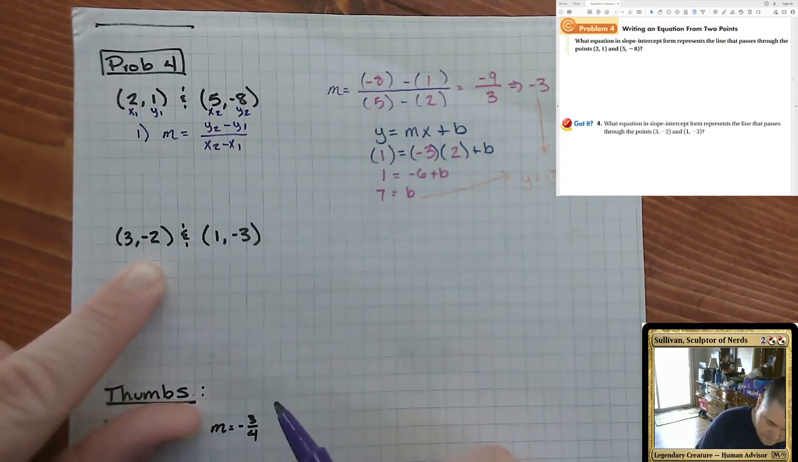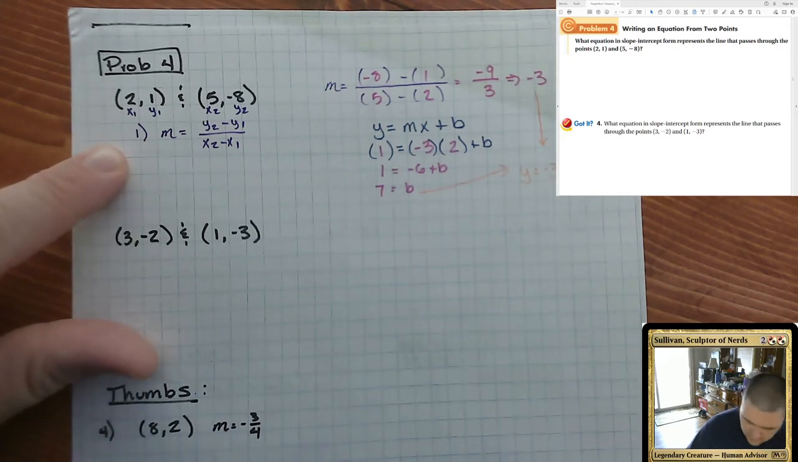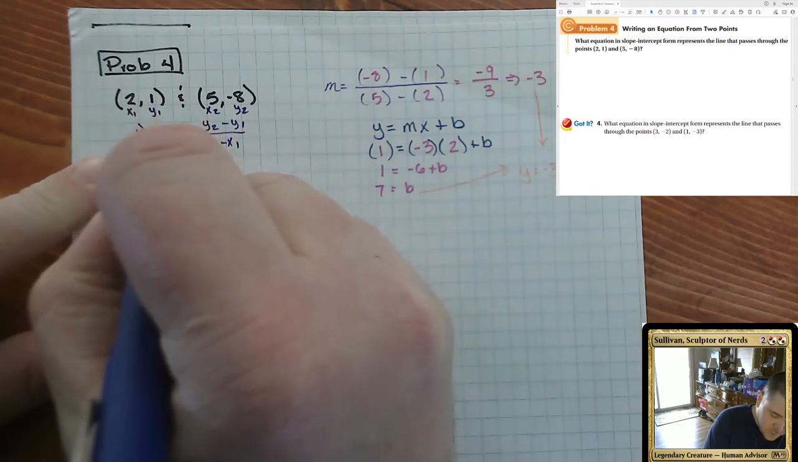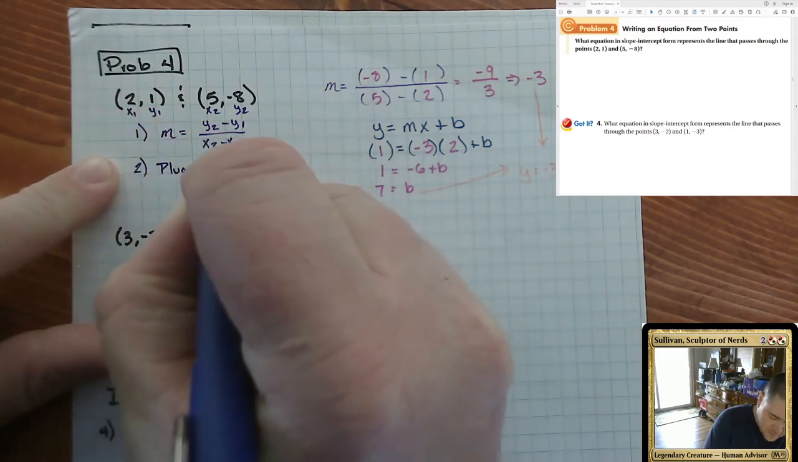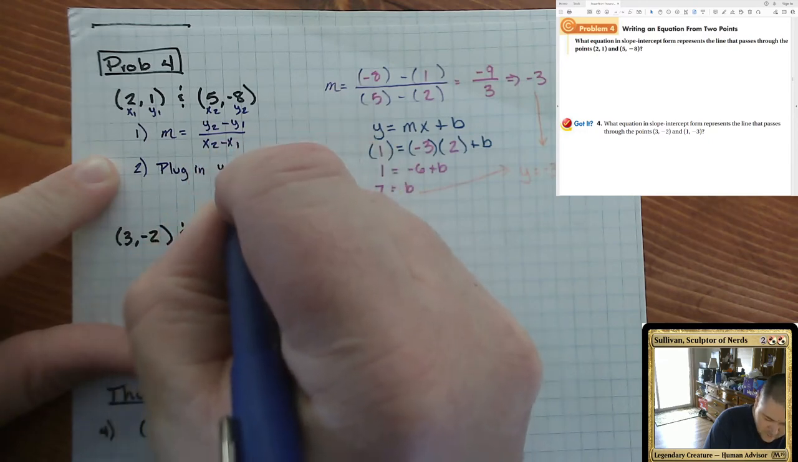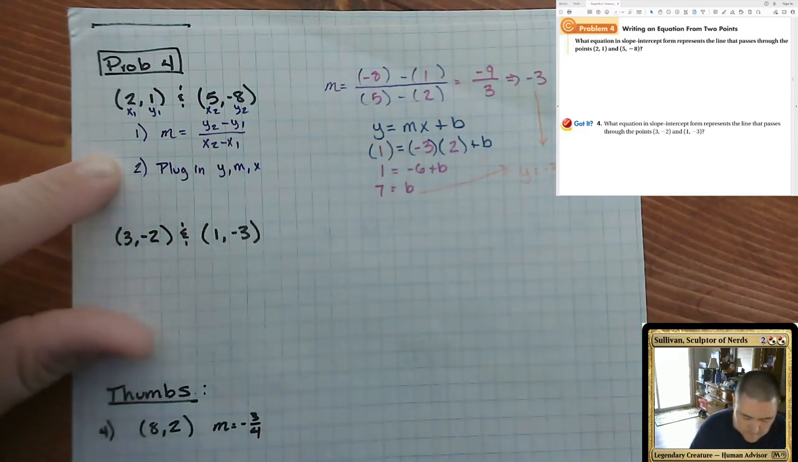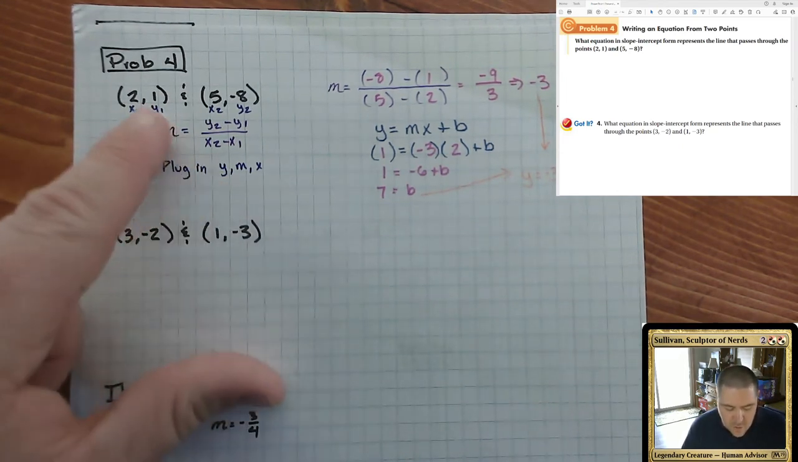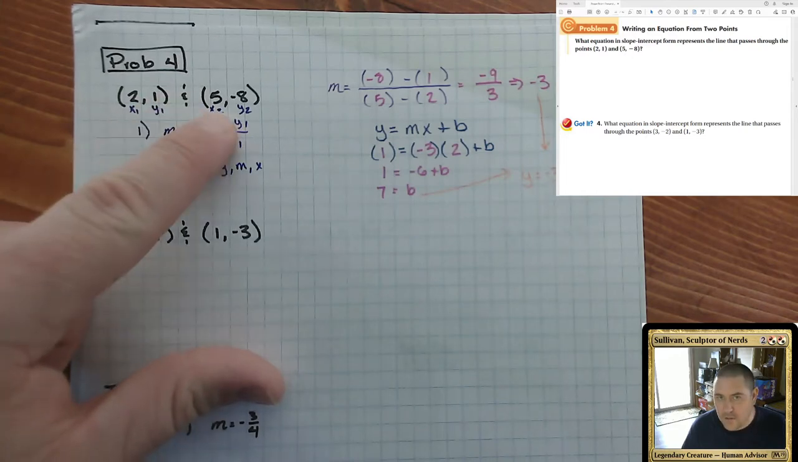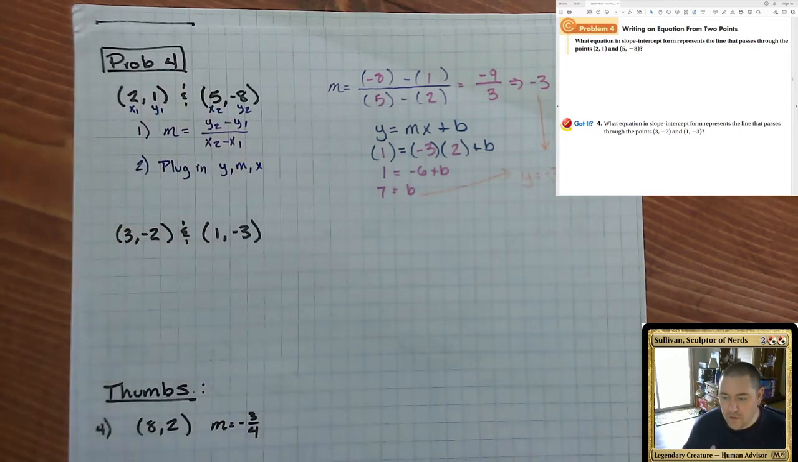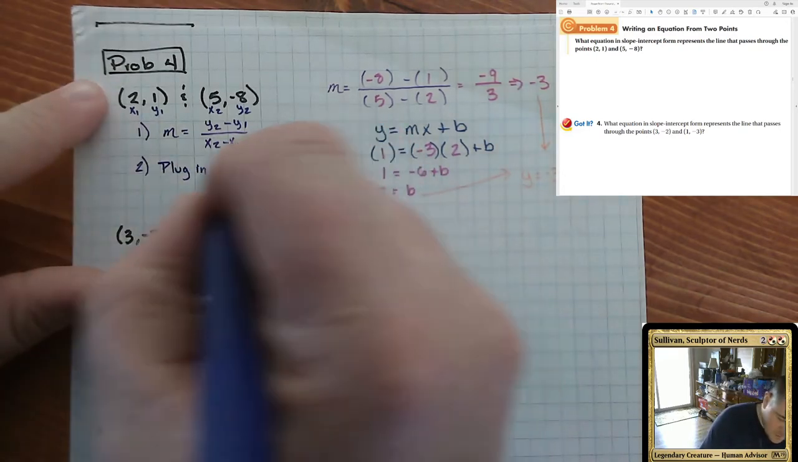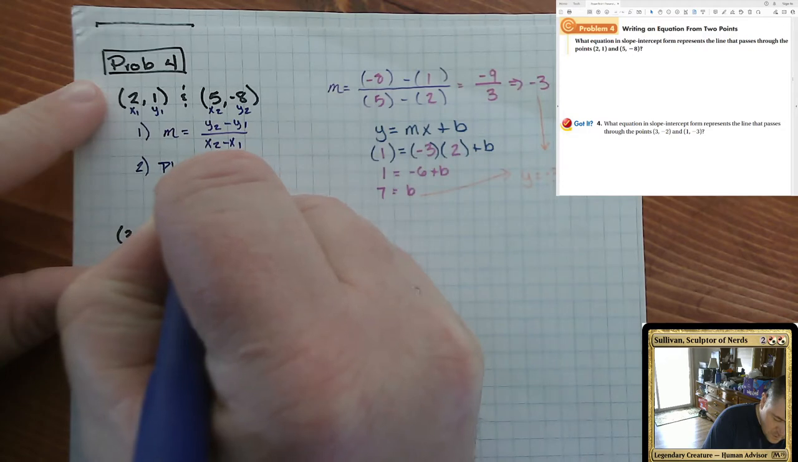Okay. I kind of didn't write my steps up here, so let's go through those again. Step one, find your slope. Step two, we're gonna plug in y, m, and x. What you got to be careful about is I can't choose this y and that x because they don't go together. So they won't be a solution. They won't be an answer. They won't be actually on this line. When I plug those in, I'll solve for b.